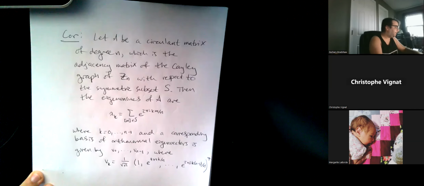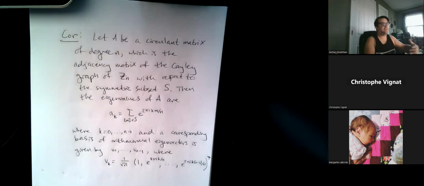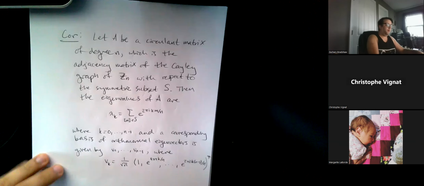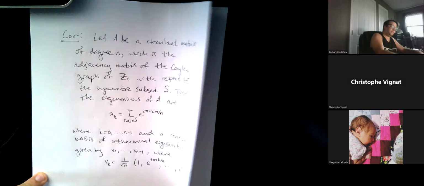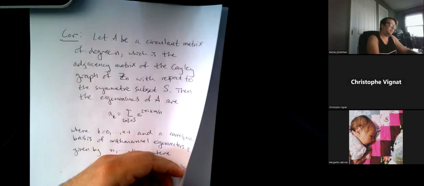Okay, so again, this approach can be generalized to non-abelian groups, with the caveat that you need the symmetric subset S to be closed under conjugation. So that was the key property in a lot of these calculations. So if you want to go to the non-abelian case, you need S closed under conjugation. Okay, so that concludes the application to graph theory.